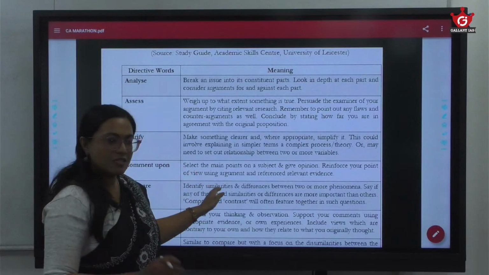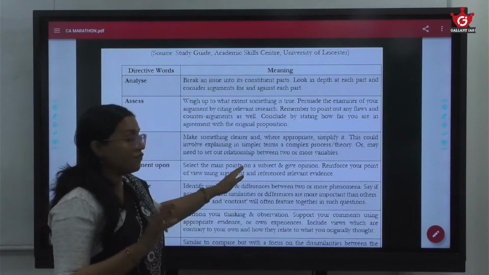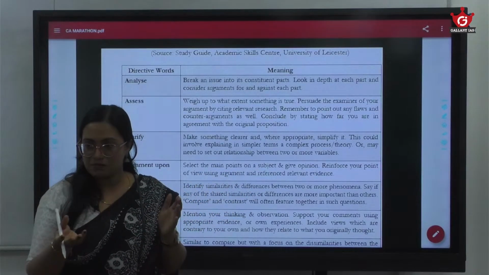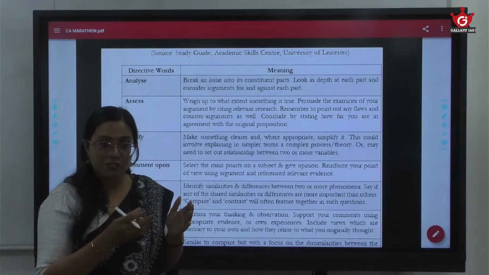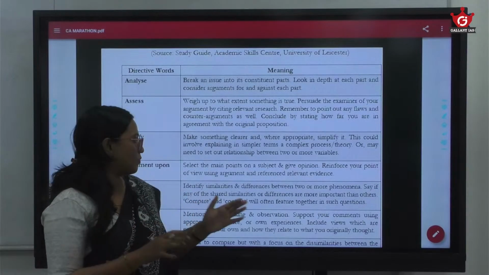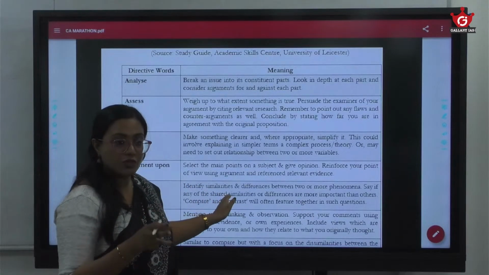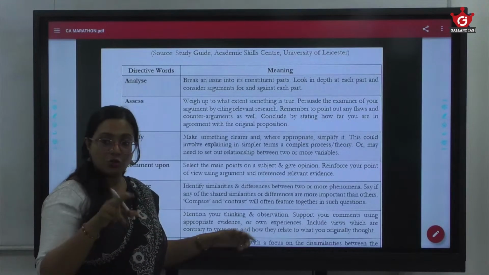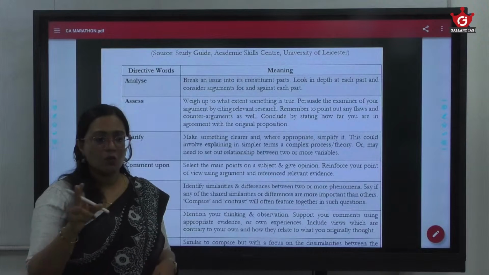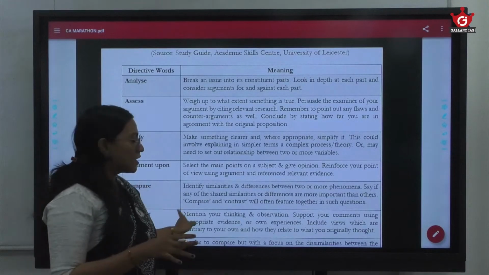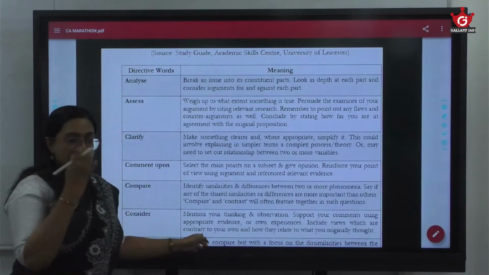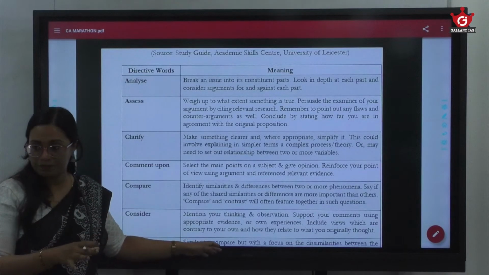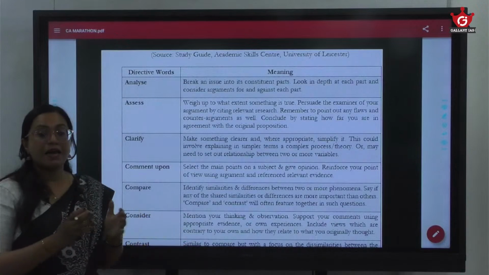Now clarify means you are describing it in a very simple way. It could be mostly related to any theoretical question. Clarify something, which means analyze the aspects of it, describe it in very simple language. Comment upon, asking for your opinion. Compare. You have to compare two different things with the similarities and dissimilarities. Consider is you are just thinking, mentioning an observation about a particular topic. You are considering that topic.